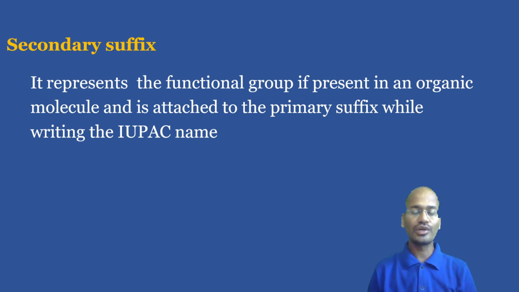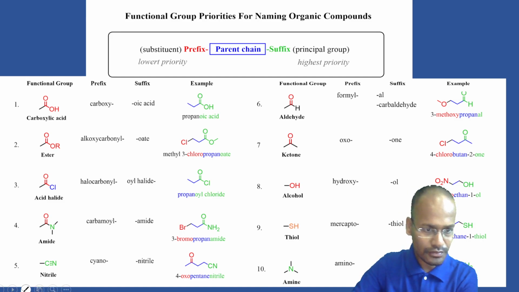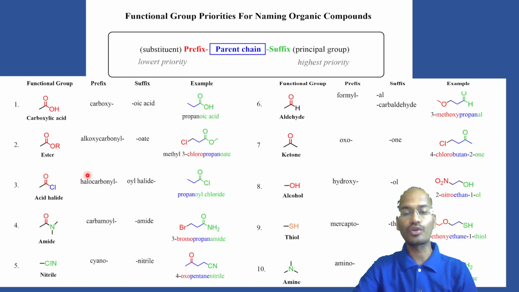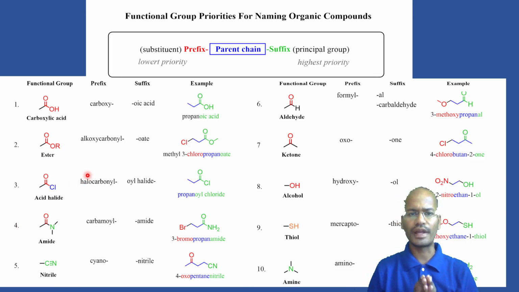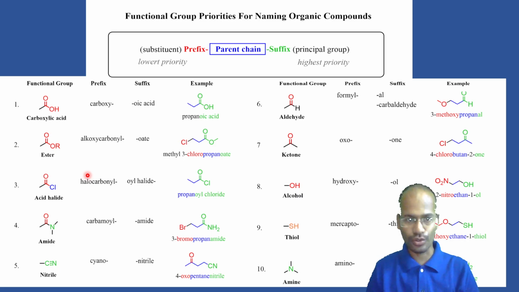It represents the functional group that is present in the given organic molecule, and it is attached to the primary suffix while writing the IUPAC name. Let us see these possible functional groups in our organic molecules. I'm not trying to tell that only these 10 types of functional groups will be there, but in our pharmaceutical organic chemistry, we very frequently come across these 10 functional groups. That is the reason why I'm showing only these 10 functional groups.